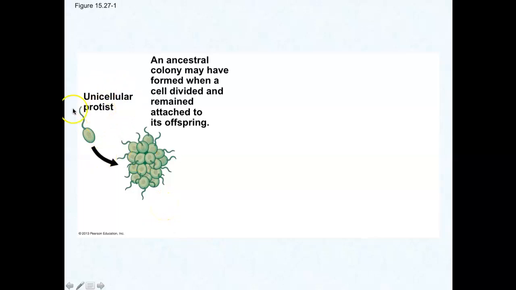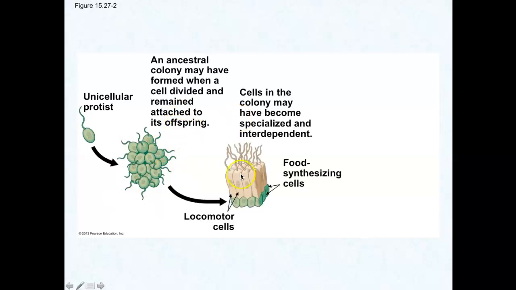So here is a unicellular protist. Here is an ancestral colony, right? So we have a lot of protists kind of coming together. They're dividing, but they remain attached to each other. And then they can start to separate their jobs, right? The cells in the colony may become specialized and interdependent. So some cells will become just food synthesizing cells. Some cells might develop a flagella to move around.